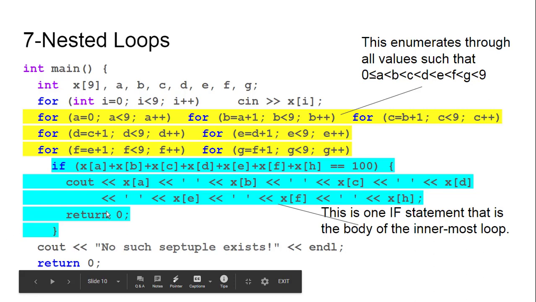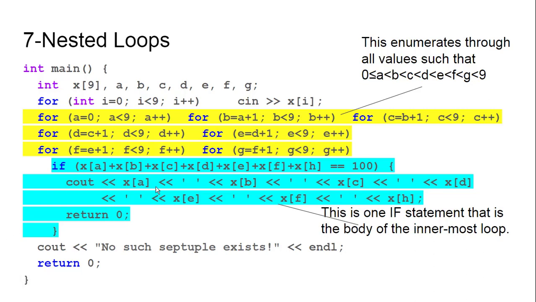Within the curly bracket, there are 2 separate statements. One is to print out these numbers. The other is a return statement. So once we find one, we are done, so we return. Then this if statement is the body of the innermost loop statement, this last loop statement.